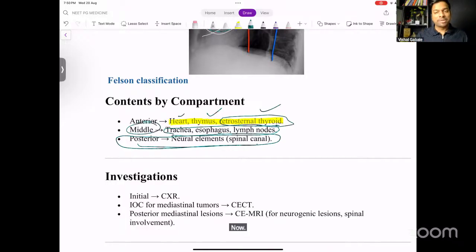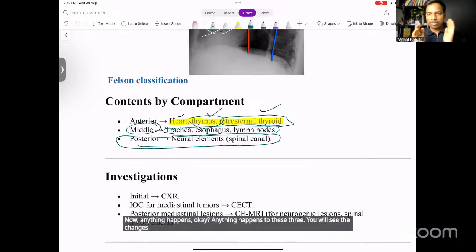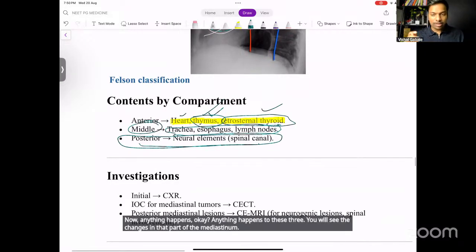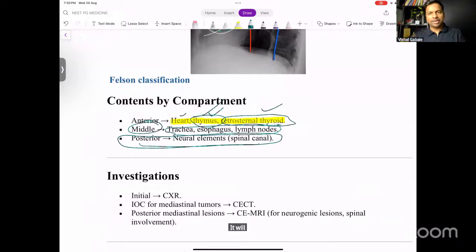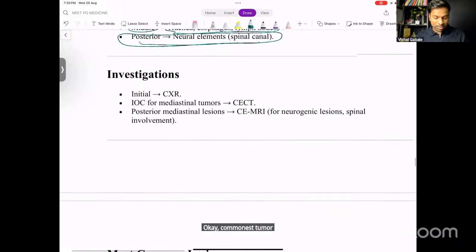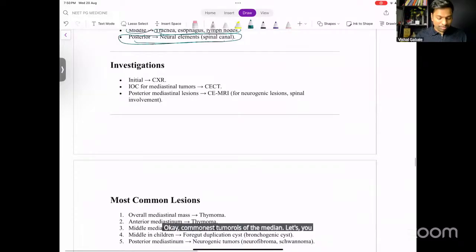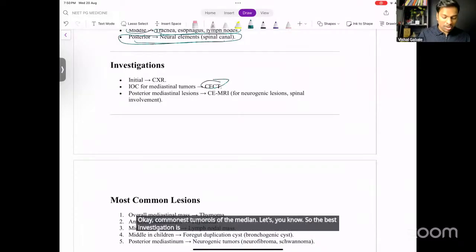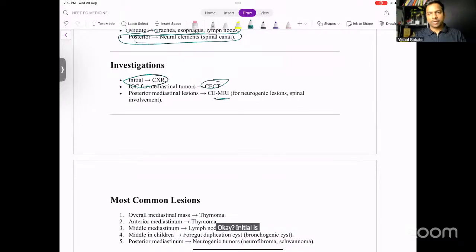Now, if anything happens to these three, you will see changes in that part of the mediastinum. If thymoma is there, it will be seen in the anterior mediastinum, which is the commonest tumor of the mediastinum. The best investigation is CECT. For the posterior, the best is MRI. Initially, obviously, it is the chest X-ray for mediastinal imaging.